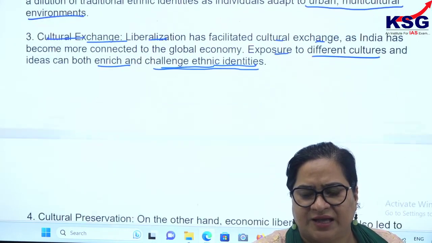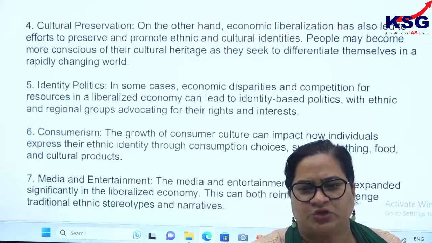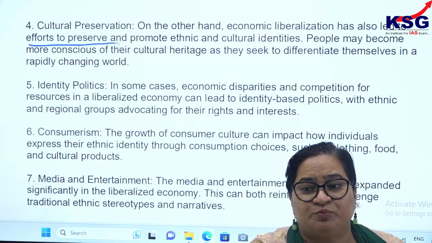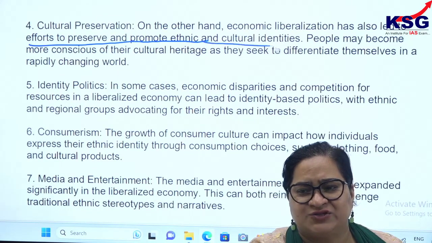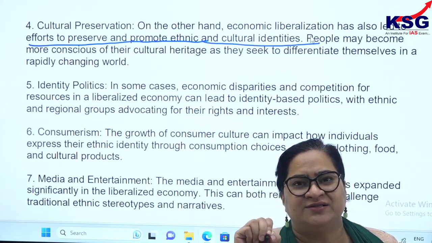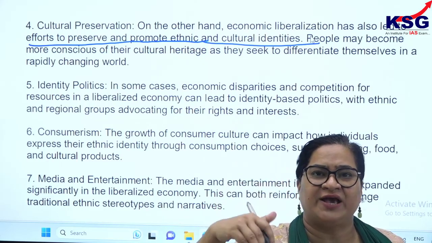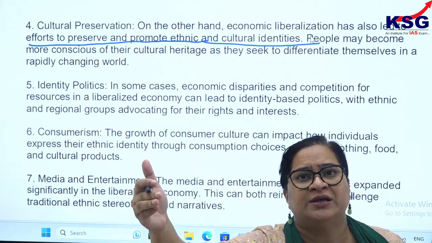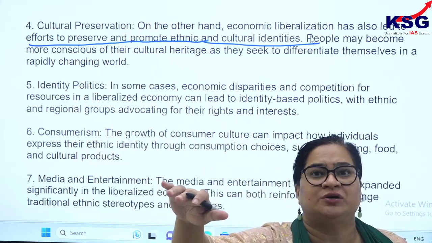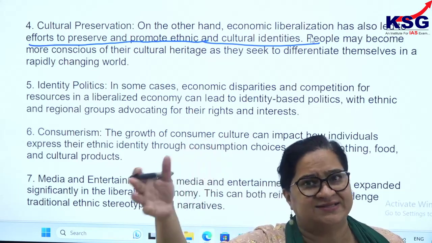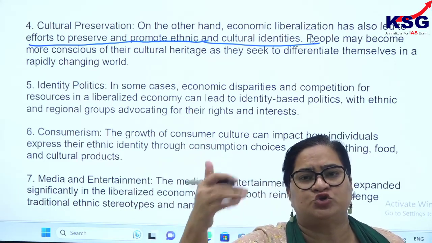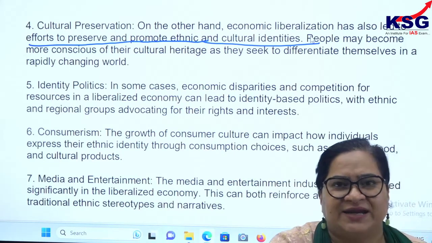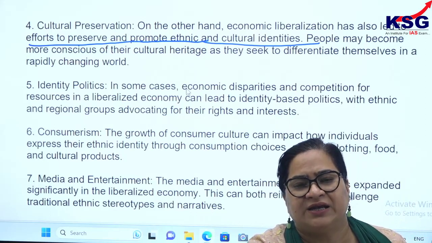Let's move ahead further and we can see this. Cultural preservation, we can see, on the other hand, economic liberalization will also make efforts to preserve and promote ethnic and cultural identity. So many dedicated websites, YouTube channels encouraging you with respect to what kind of dress, food, music, literature, oral tradition, written tradition, right? The sculpture, architecture related to that ethnic community has existed, and thus preservation, protection, propagation becomes easier because of liberalization, liberal economy. Now, you must be understanding this positive and negative, both kind of impact related to ethnic identity.